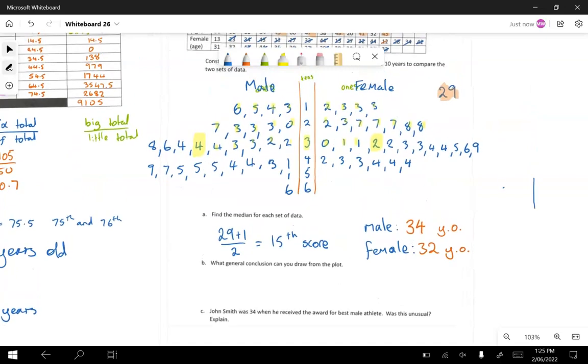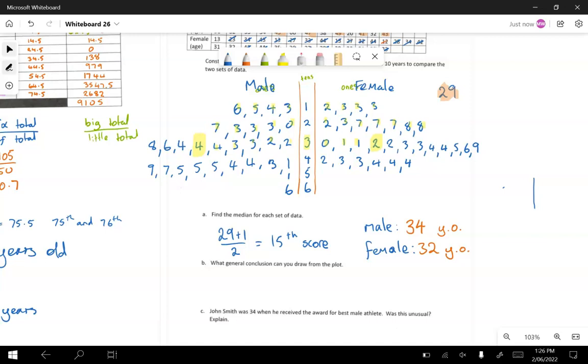Now, if we have a look at this more generally, because you guys might not be asked this exact question, the benefit of a stem and leaf plot, and everyone should be paying attention to this because this is new, is that you can compare two sets of data. It's like two histograms sitting right next to each other. And I can see that there are a lot of people who are in their 30s, for both males and females. But generally, the male athletes tended to be older than the females.